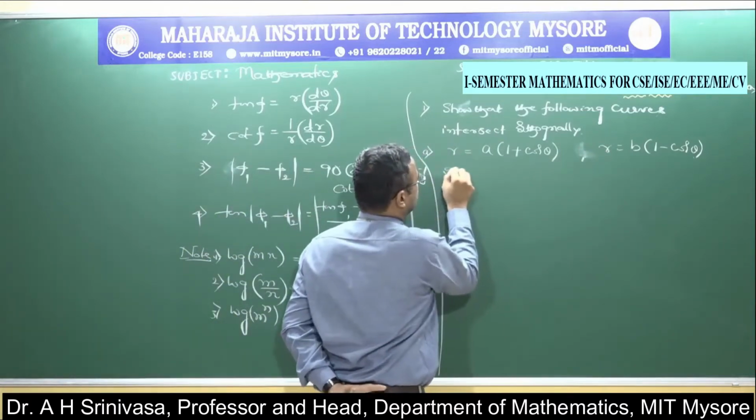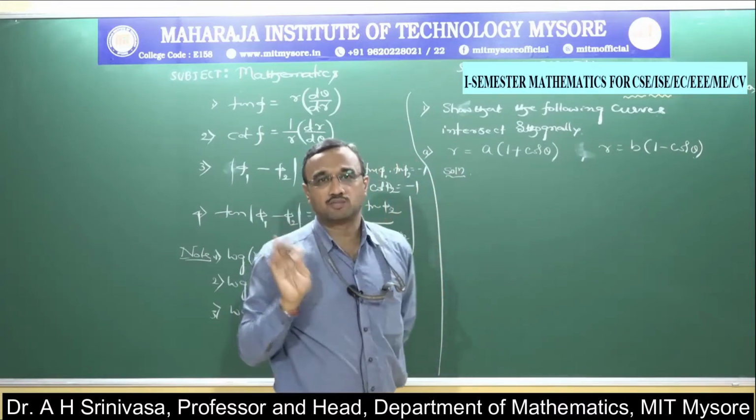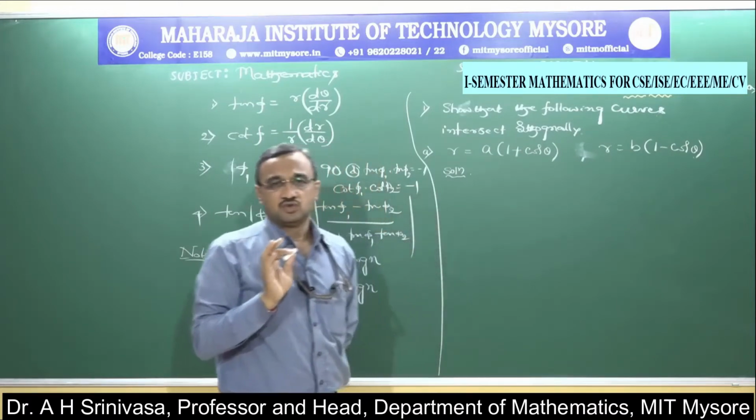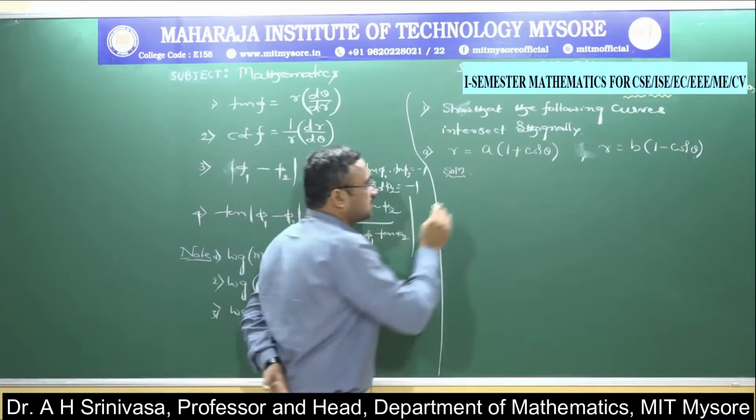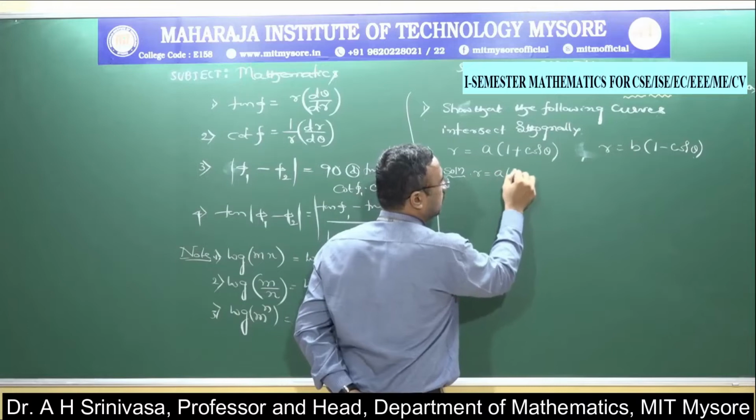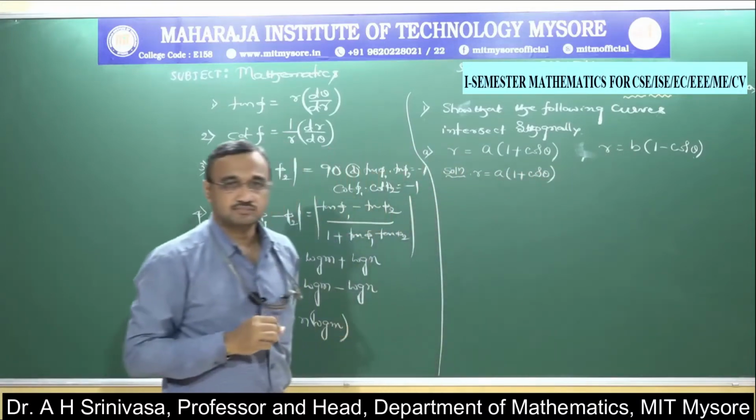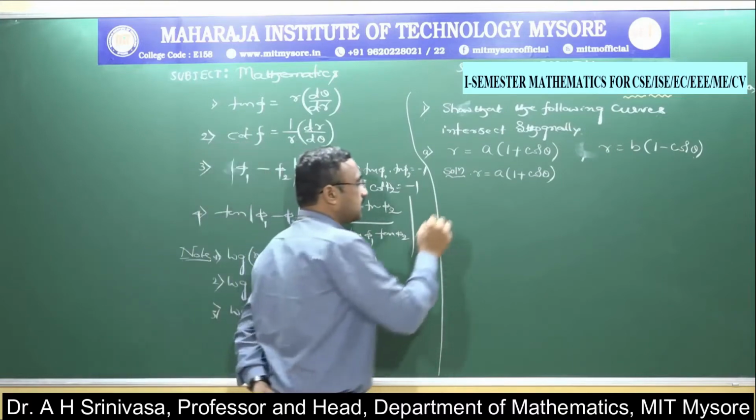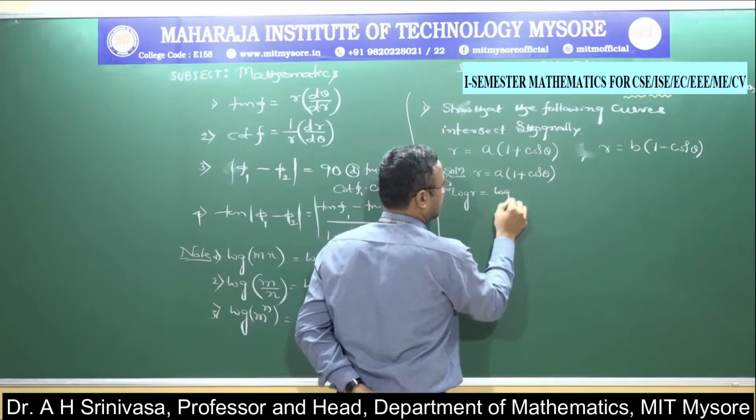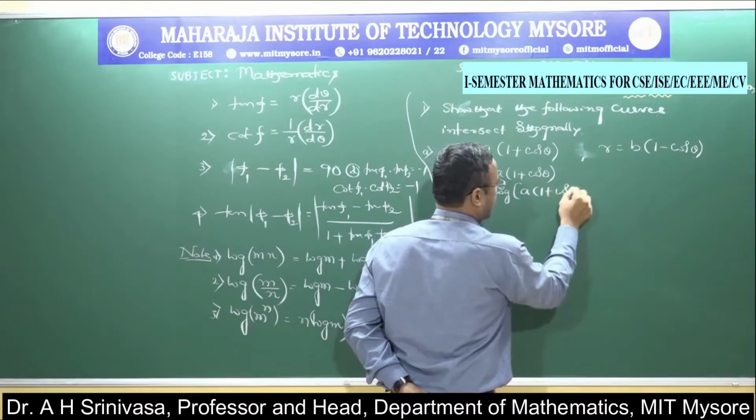So write down the solution. First you preferably take a log on both sides. It's very easy to evaluate this function. So taking the log on both sides of r equals a times (1 plus cos theta), this becomes log r equal to log of a into (1 plus cos theta). Okay.